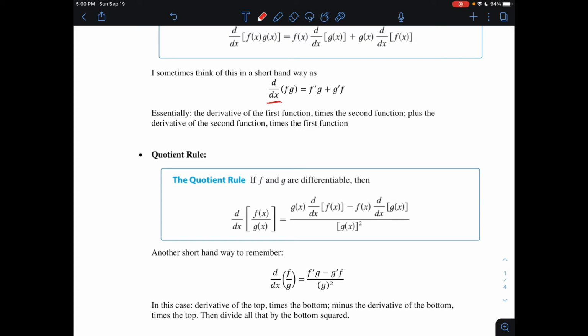And again, we can think of this in a shorthand way as the derivative with respect to x of the quotient f divided by g. That will just be f prime g minus g prime f, all divided by g squared. I also sometimes think of this as just, well, the top part of a fraction and the bottom part of a fraction. So derivative of the top times the bottom, and then minus the derivative of the bottom times the top, and then divide all of that by the denominator, or the bottom part of the fraction, squared.